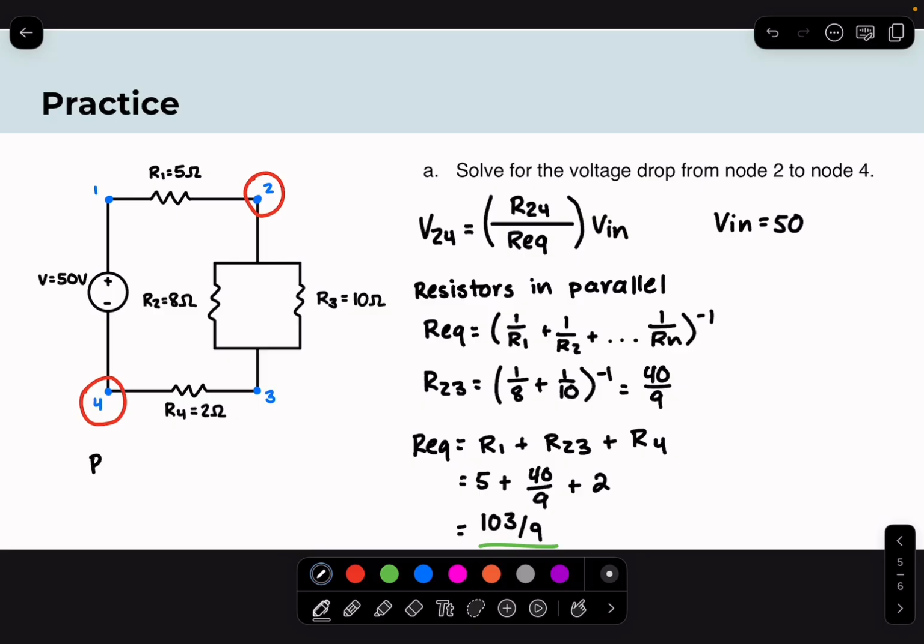And then R24 is going to be equal to R23 plus R34, which is 40 over 9. R34 is the same thing as R4, so that's 2. Then you get R24 is 58 over 9.